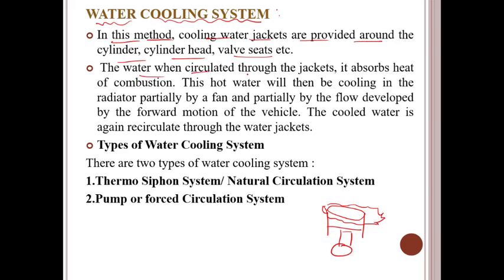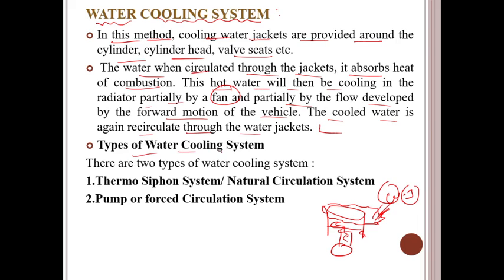The water, when circulated through the jacket, absorbs the heat from combustion. After the combustion of the fuel inside the engine, the water jackets absorb the heat from the engine parts. This hot water is then cooled in the radiator, partially by a fan or partially by the flow developed by the forward motion of the vehicle. The cool water is again recirculated through the water jackets.